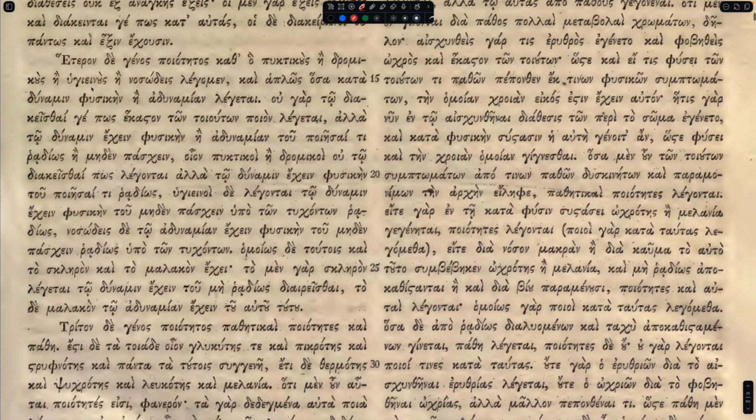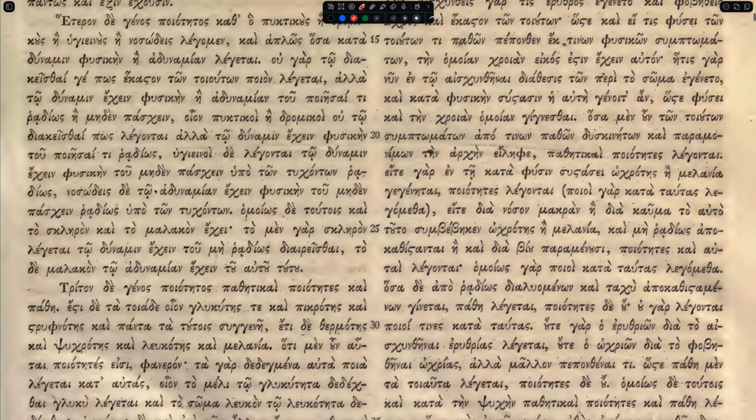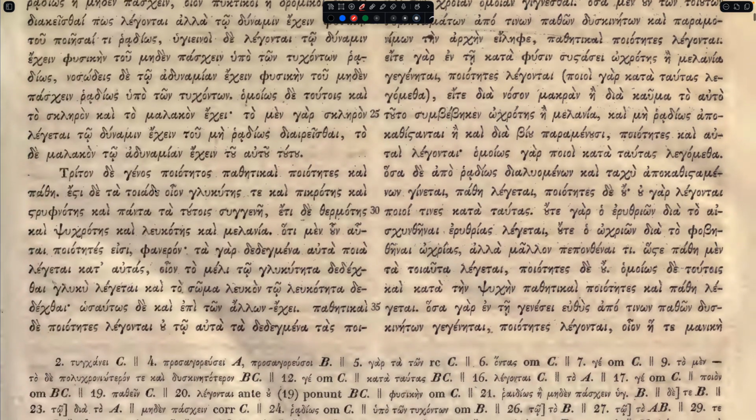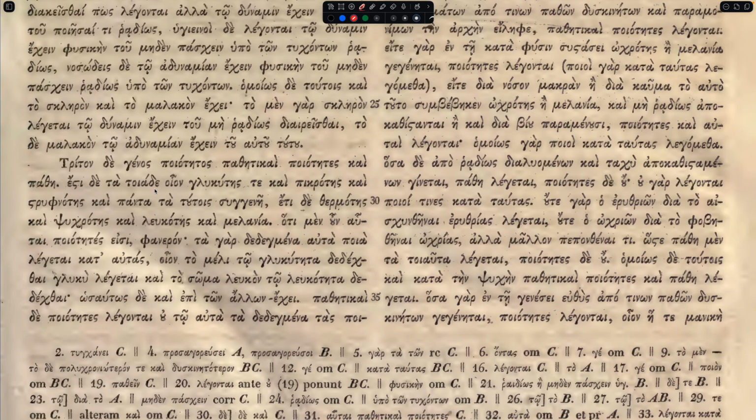We had the second one of natural ability and inability, not just in human beings but in objects as well, and now we're getting into quite an interesting one here. Triton de genos poiotetos patheticae poiotetes kai pathe. Right, so we're getting into one that is difficult to translate into modern English.